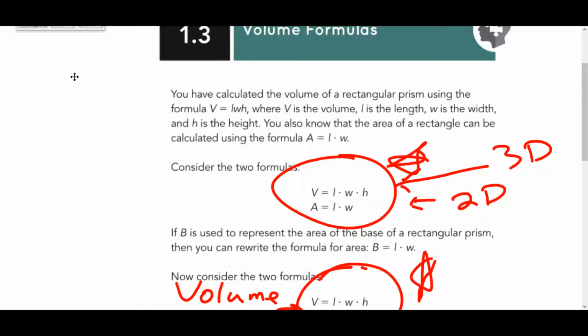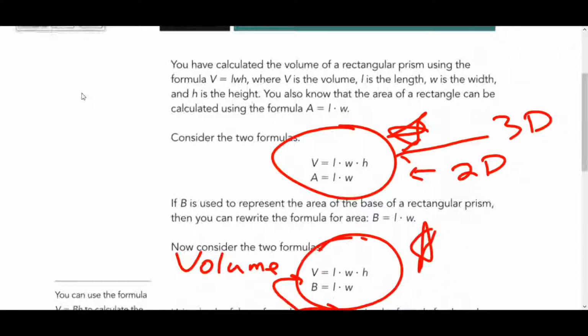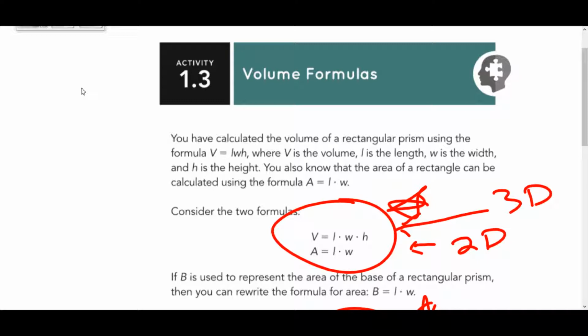All right, welcome to this video on the volume formulas and multiplying with decimals. We started on page 122 and briefly talked about volume. We had heard from our classmates about how to find the volume. But keep in mind, volume is three-dimensional. It's length times width times height. And area is just two-dimensional. It's length times width. So keep in mind, these are two separate things.